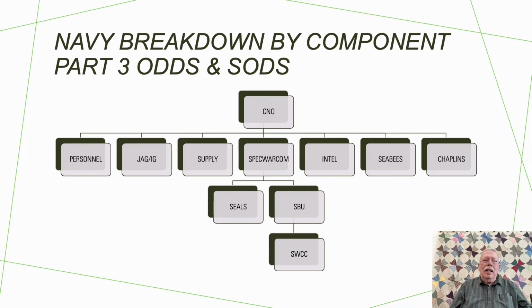Now let's look at odds and sods. In the Navy, you have personnel, the judge advocate and the inspector general. You have supply. You have SPECWARCOM, which are the SEALs, the special boat units, and the crewmen that man those. You have intel. You have CBs, the people that build things, and you have chaplains.